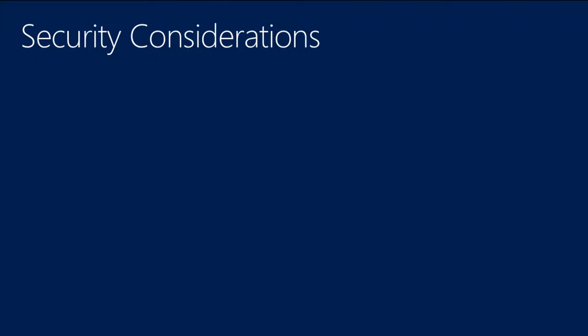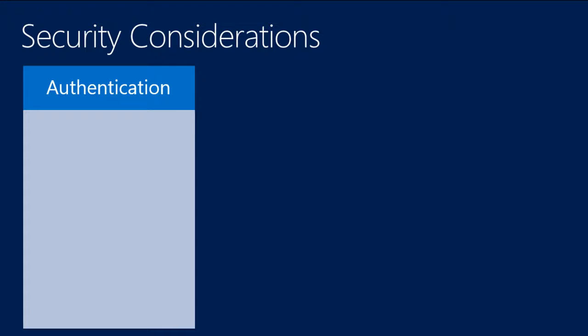A lot of what we're going to talk about in this slide really applies to any sort of remote access, whether it's direct access or VPN. But from a security perspective, of course, authentication is king. Direct access is fully authenticated. Those IPsec tunnels are authenticated at the machine level and at the user level. So they are very secure tunnels.